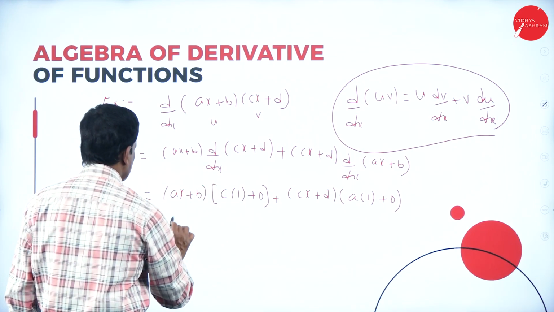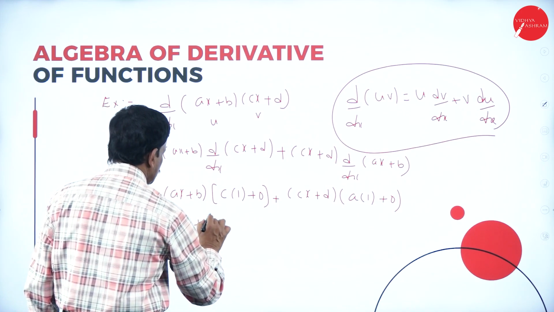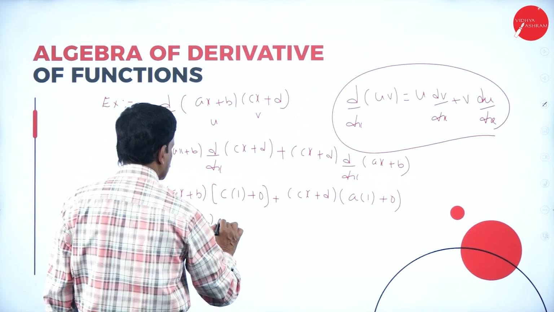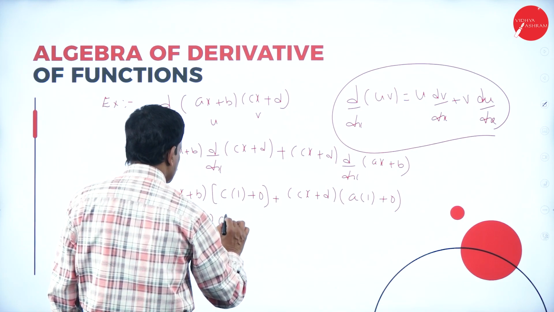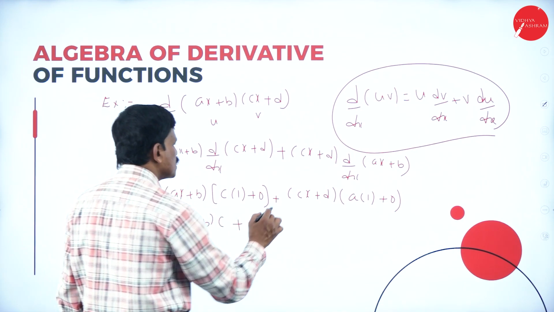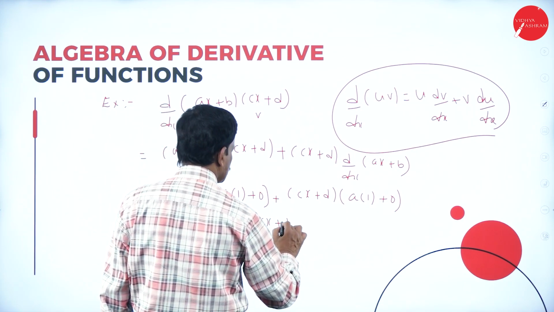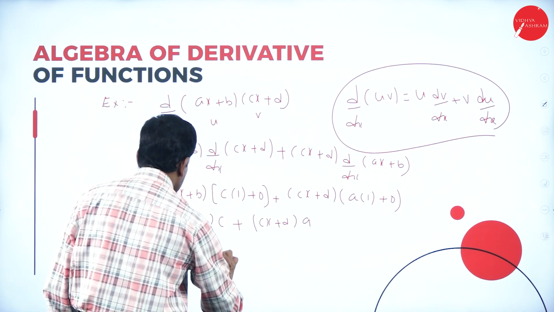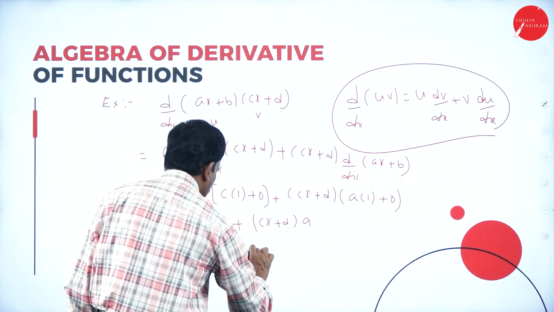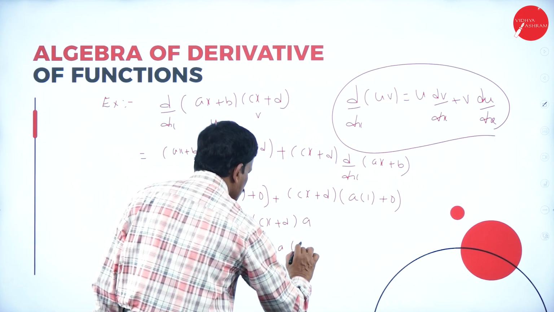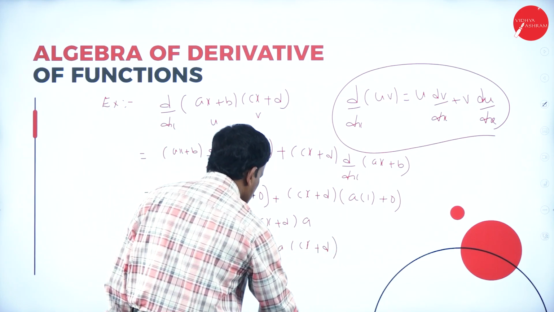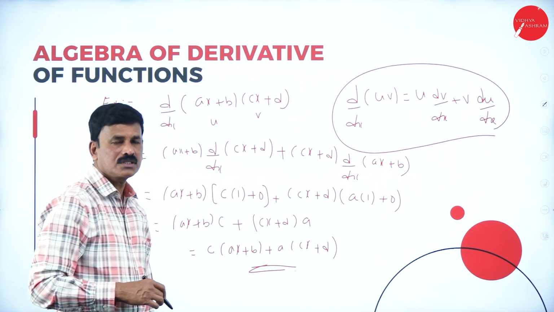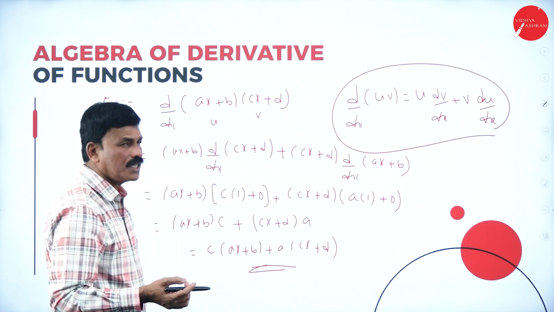So, ax plus b into c, since c into 1 is c. So, c into ax plus b, plus here cx plus d into a, since a into 1 is a. Therefore, this can be written as c into ax plus b plus a into cx plus d. This is the derivative of this function. That's it. Now, move on to the next one.